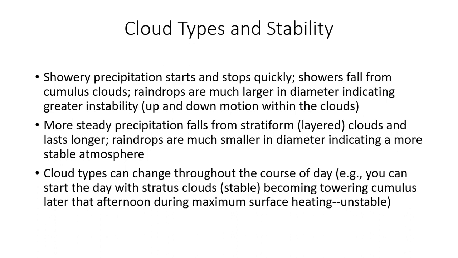Cloud types can definitely change throughout the course of a day as well. During the summertime, we can go from a more stable atmosphere, where we see these low-level gray stratus clouds, and then as the sun comes up and heats the Earth's surface, by the middle of the afternoon we start to see billowing cumulus clouds, and towering cumulus later in the afternoon, as the heating from the sun destabilizes the atmosphere. This is especially common when you have a warm and moist maritime tropical air mass across the eastern U.S. during the summer season, where things are very unstable.